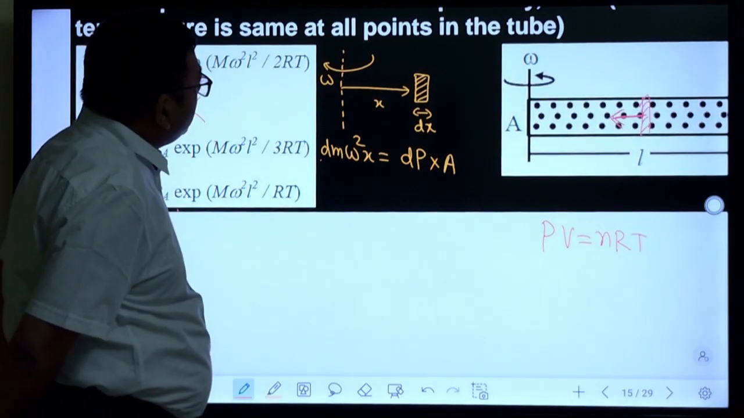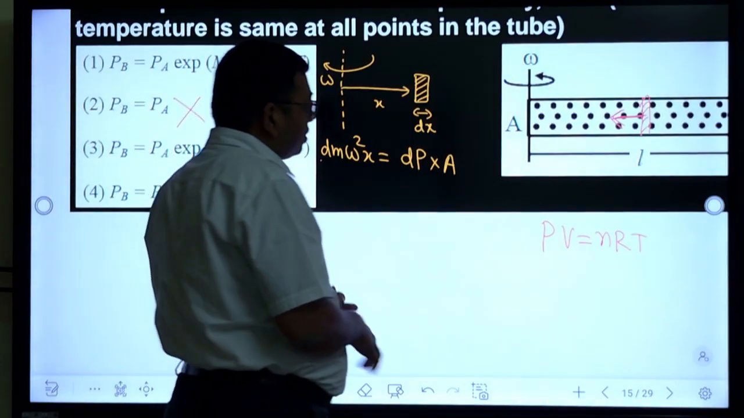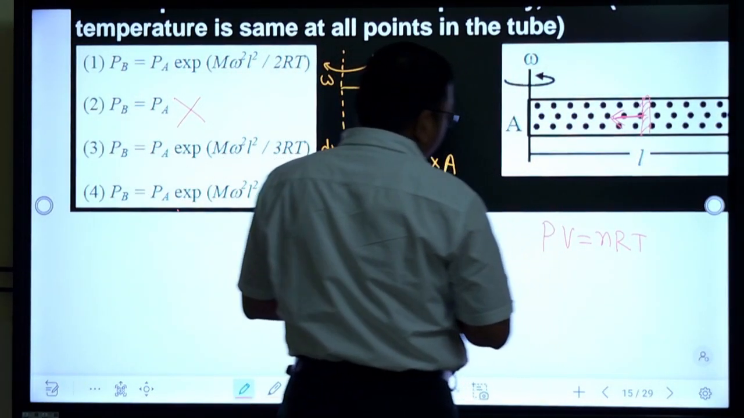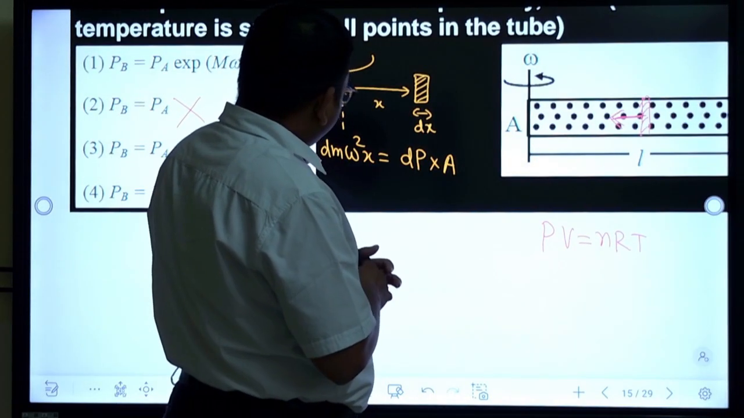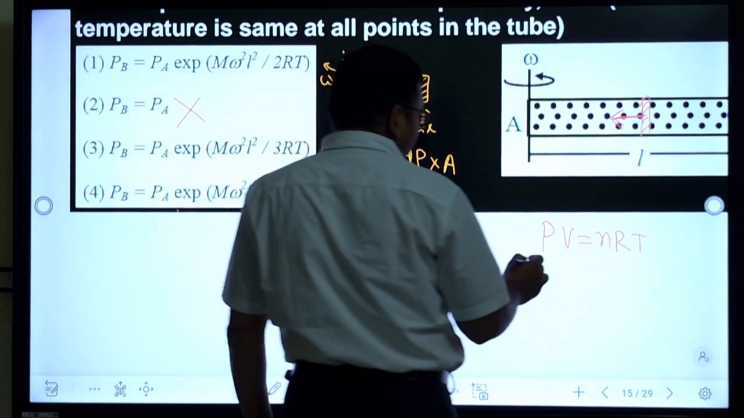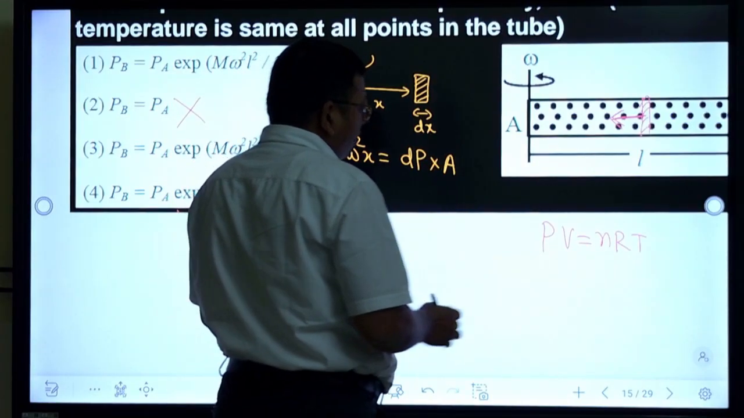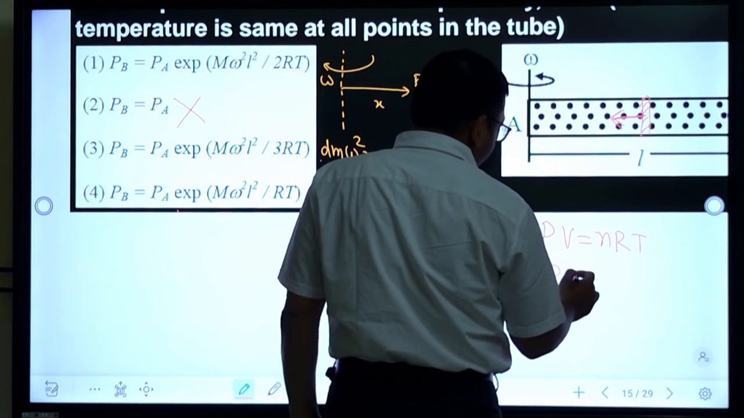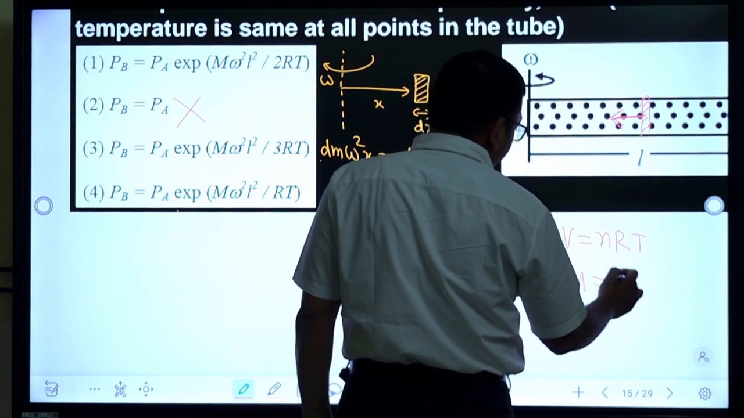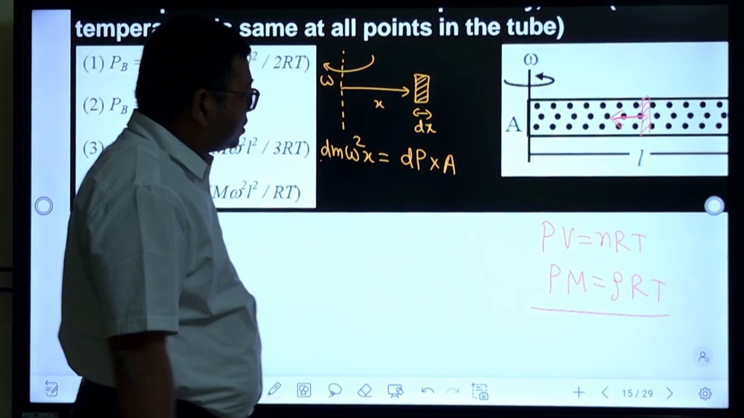dP, let it be, I think we can think of writing dm then. dm we can write. How can we write dm? Can we write here the small mass in terms of density? Also we know this equation, PM is equal to rho RT, in terms of density. This is the ideal gas equation, right?